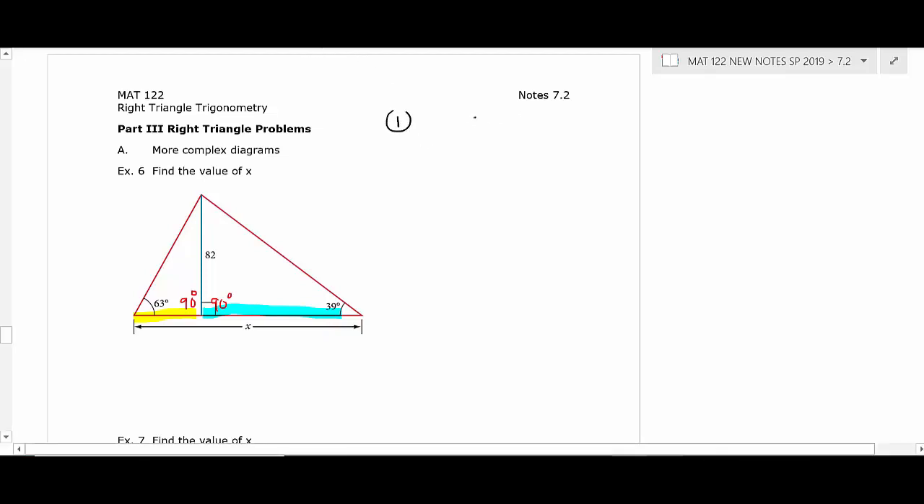For step one, let's just draw a picture of this triangle here. So we have a 63-degree angle, and I'm going to call this little piece right here x. And then this side of the triangle is 82. Now we have enough information to figure out what x is just by doing some basic trigonometry.